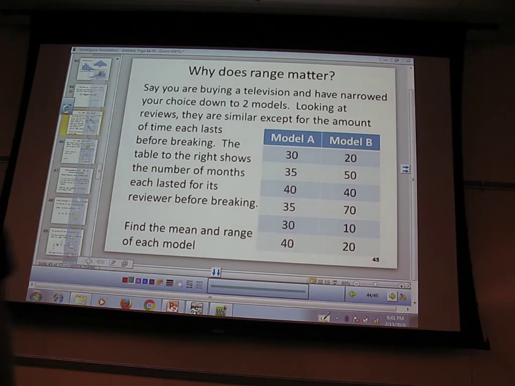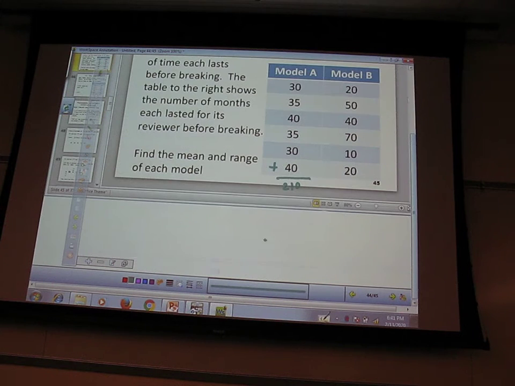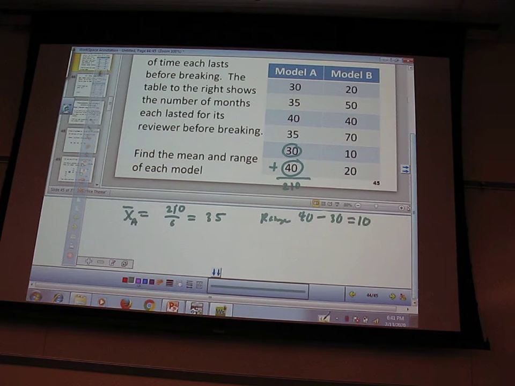All right, so the mean. I'm going to add all these up, right? And divide by 6. So I get 210. So then my mean, my x bar for A, is going to be 210 divided by 6, 35. What's my range going to be? The range is going to be my largest minus my smallest, 40 minus 30. 10.